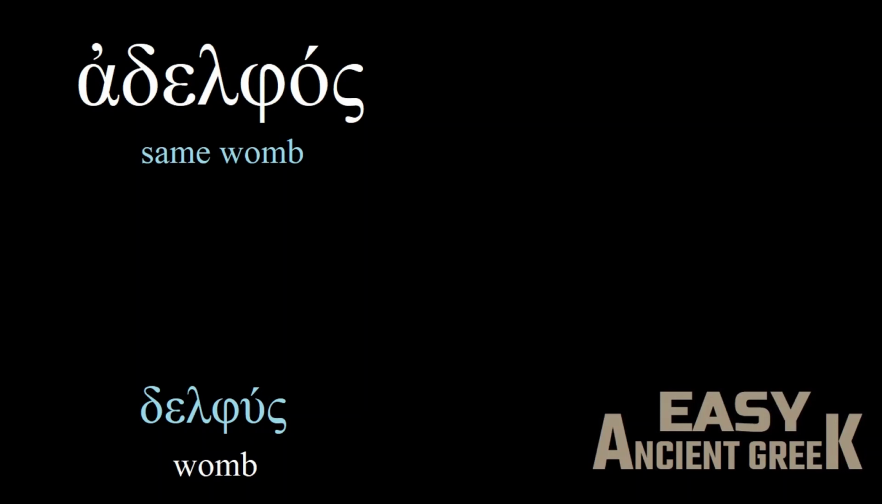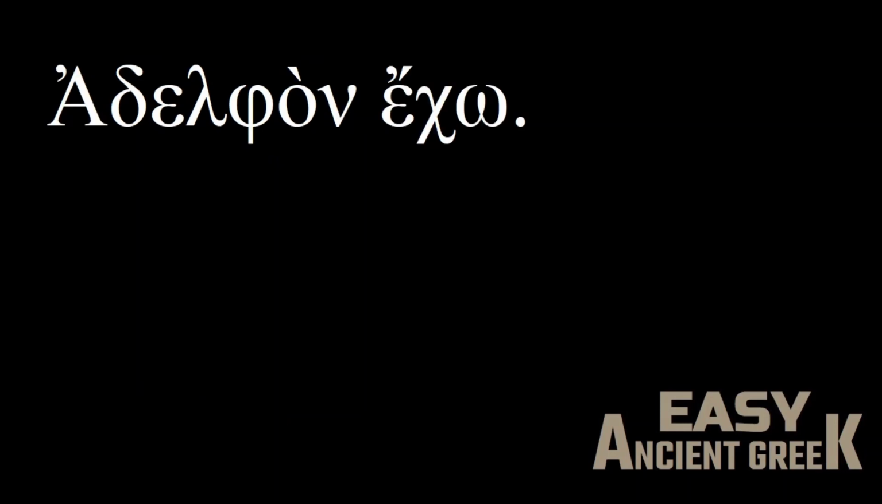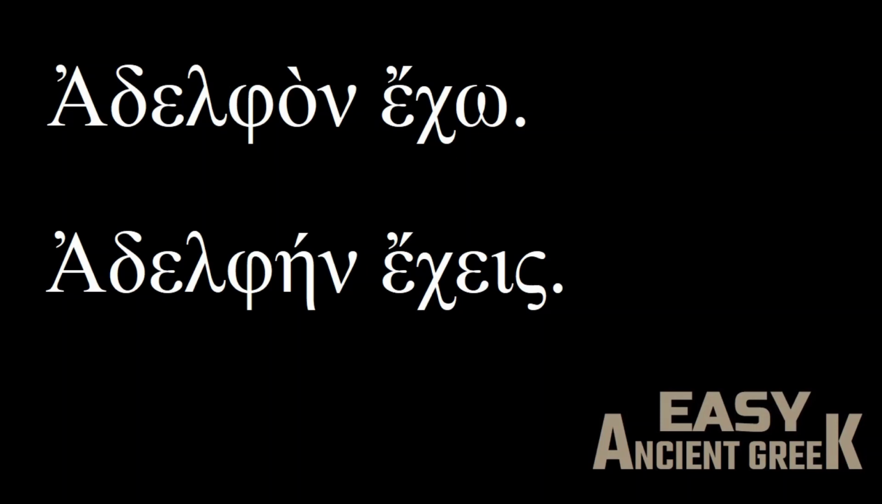So let's say now, I have a brother. Adelphon echo. And can you guess how to say I have a sister? We just have to change one vowel. Adelphein echo.